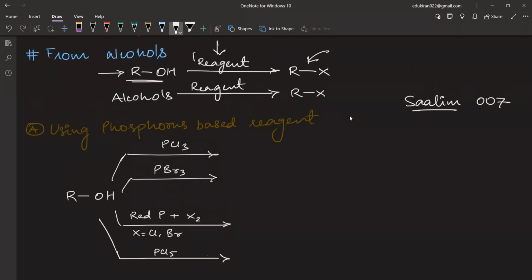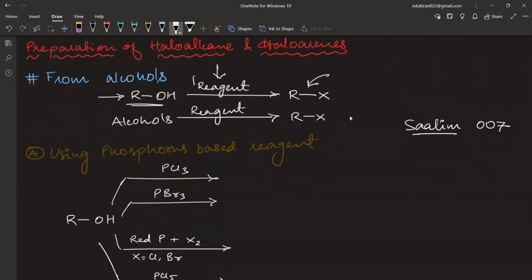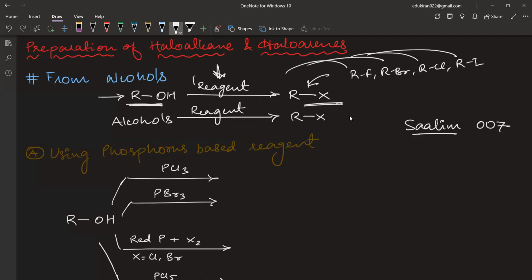Okay, so now we are looking at the method of preparation of haloalkane. That means in the product you will always be getting some kind of haloalkane. Either it will be RF, RBr, RCl, or RI. Any one of them will be present in the product, and in the reactant, there will always be alcohol. Depending on the reagent, I will be getting either RF, RBr, RCl, or RI. Is that clear? Yes or no? Please tell me. Depending on the reagent. Yes, sir.